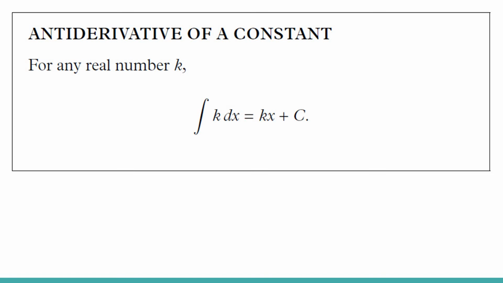Next, antiderivative of a constant. For any real number k, the integral of k with respect to x equals kx plus c. When you say any real number, it can be a natural number, a rational number, an irrational number, or it can be a 0.